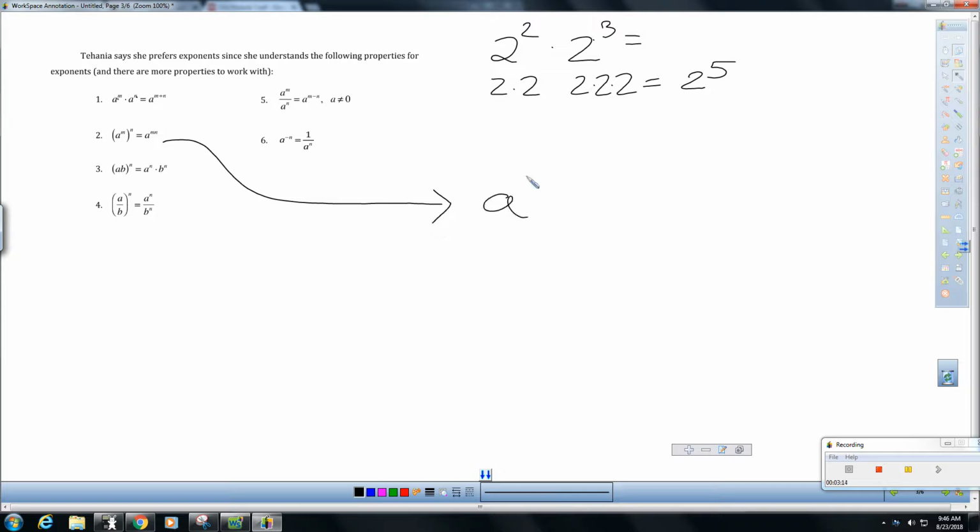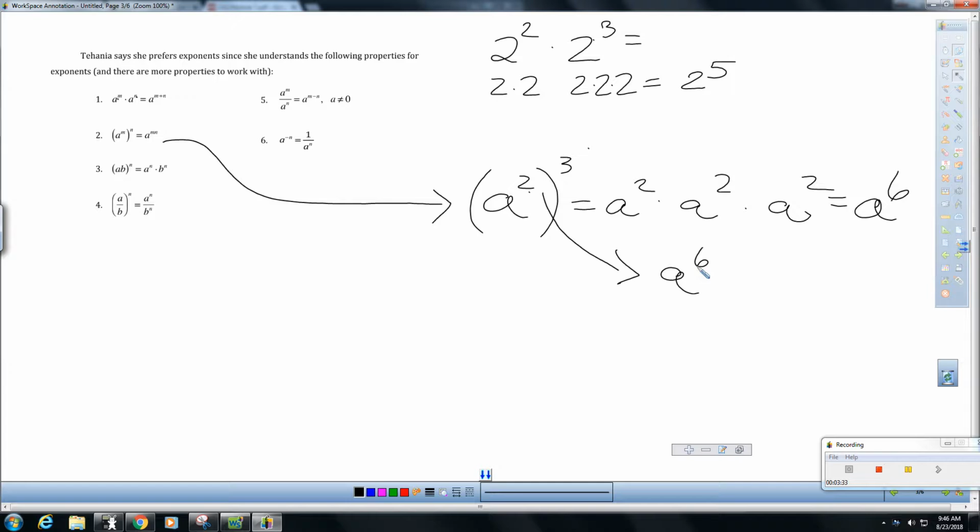Okay, I'll give you one more example for number 2. What is a squared cubed? Well, that's a squared times a squared times a squared, and that is a to the 6th. So if you are taking an exponent to another exponent, you multiply those two numbers. Okay? So take note of the rest of these. You're going to need these rules. This one's kind of important too. a to the negative n, that's 1 over a to the n.